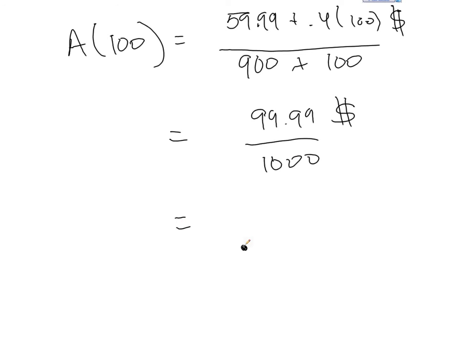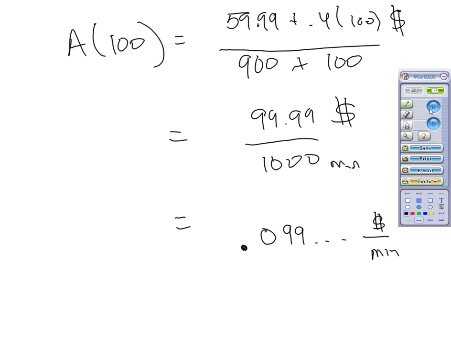So guess what happens to your average price? Well, it goes up. It goes up to 0.099 repeating, and this is dollars per minute. So you're basically paying 9 cents per minute now, and guess what's going to continue happening? Your average price per minute is going to continue to rise. So that's what we're noticing here.